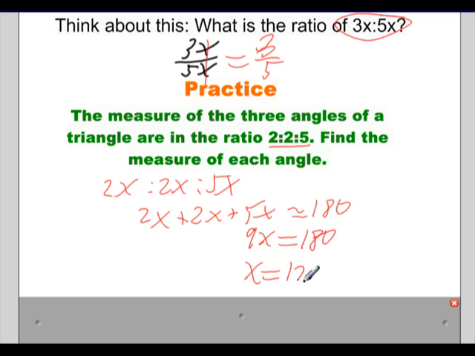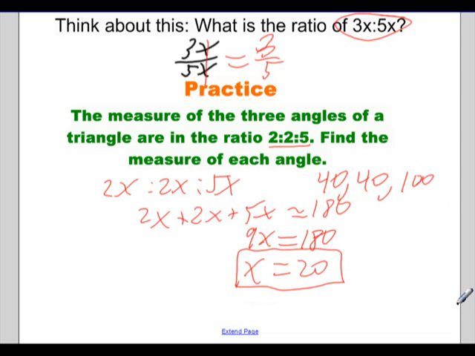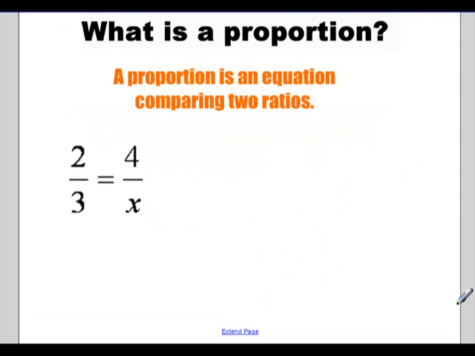So x, let's try that again. So x is 20. And then if the question asks to find the measure of each angle, like it does, we'll just plug that back in, and we'll get 40, 40, and 100 as our 3 angles. There you go.